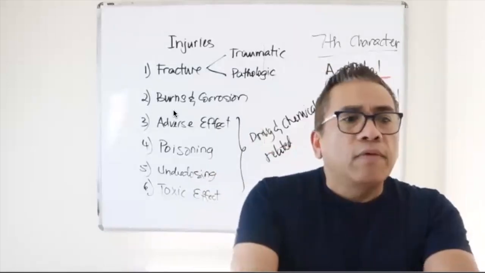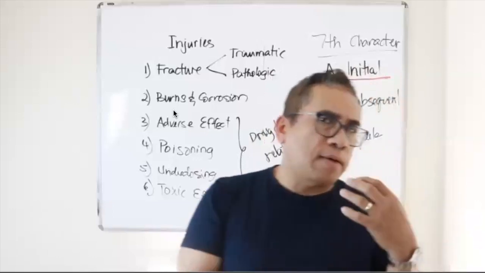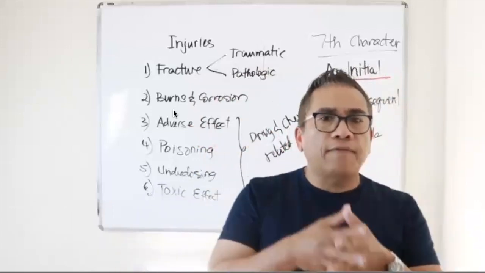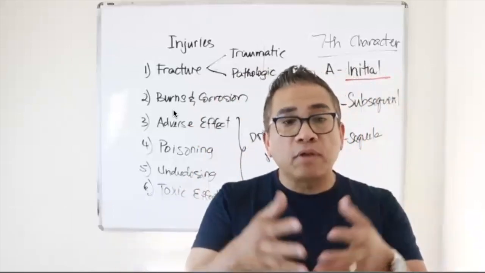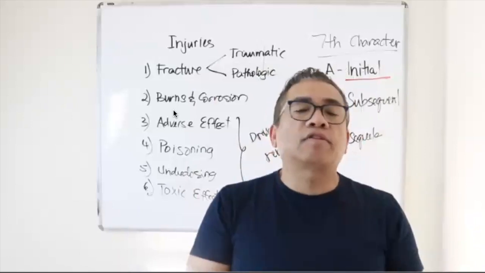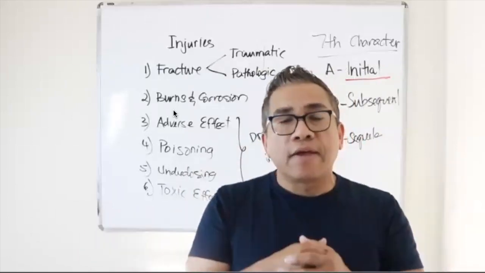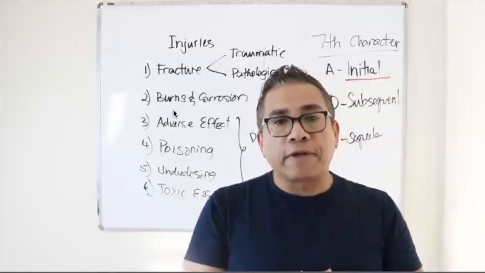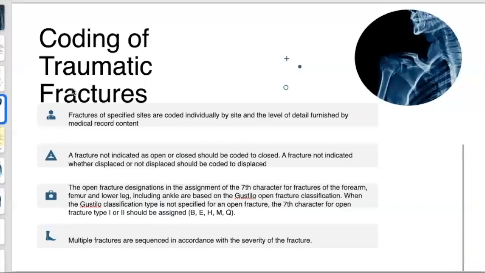Okay, now when you're assigning a code for these types of injuries, guys, you have to be able to determine whether this is traumatic or whether this is pathologic, because the coding is very, very different. Okay, let's go to coding traumatic fracture. Now, why just traumatic fracture? Because we already talked about coding pathologic fracture in chapter 13. We're going to focus on coding of traumatic fracture.